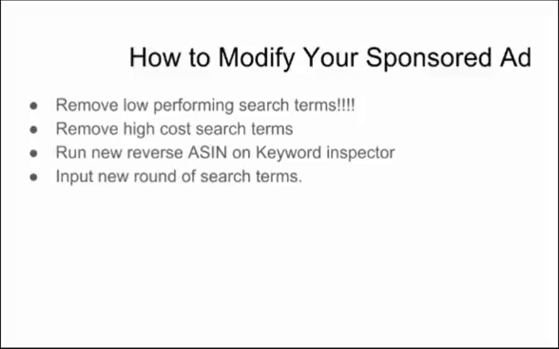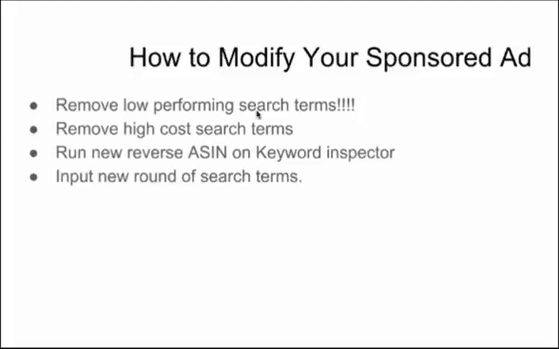So, how to modify your sponsored ads. First step is remove your low performing search terms. There's really no benefit to having the ones that are pulling zero people in or zero impressions running. It's actually a disadvantage because Amazon sees it as just another search term you have there. You should actually archive those out and end them.